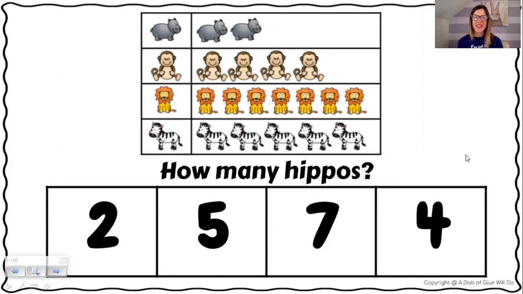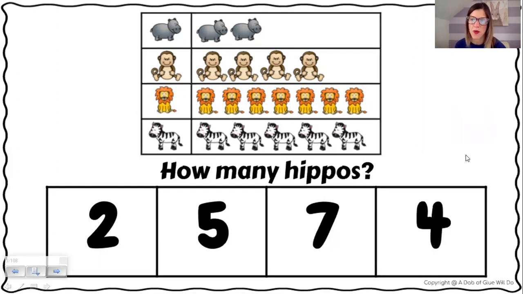What we have here is called a picture graph. And the reason we call it a picture graph is because it uses pictures to give us information. In this case, we're going to look at the animals. We're going to see questions, and we will have to look at the picture graph to be able to answer the questions.